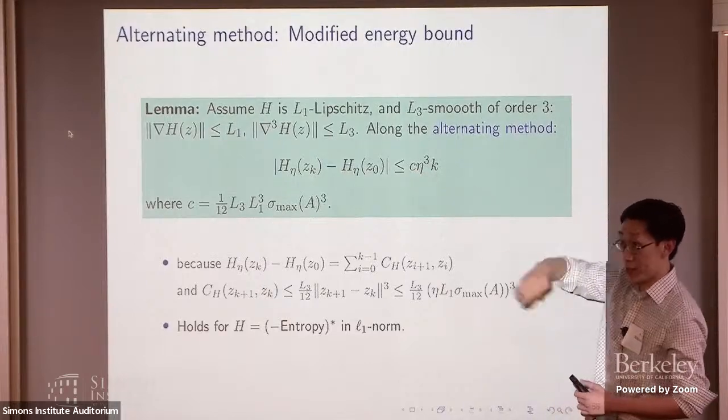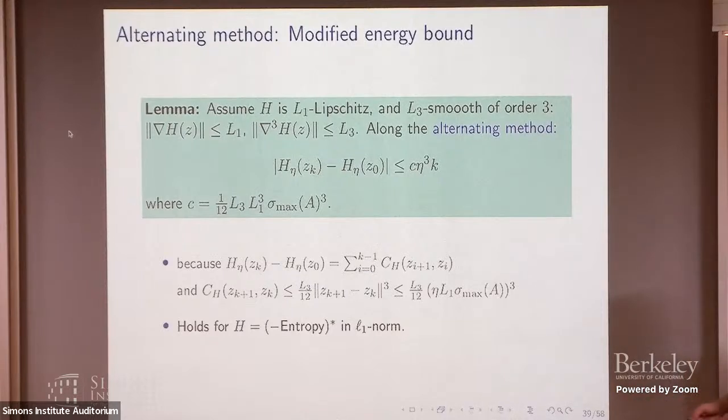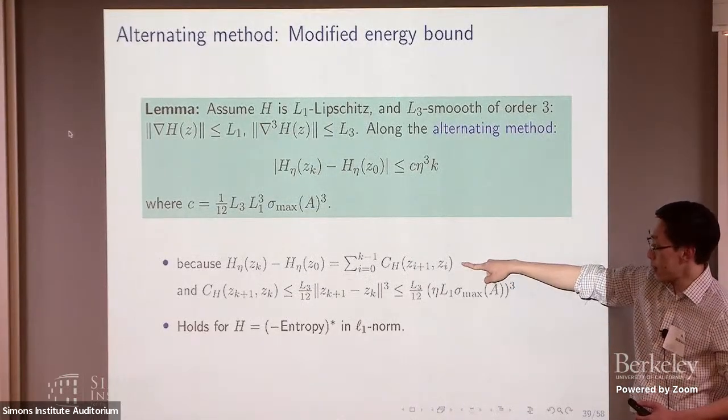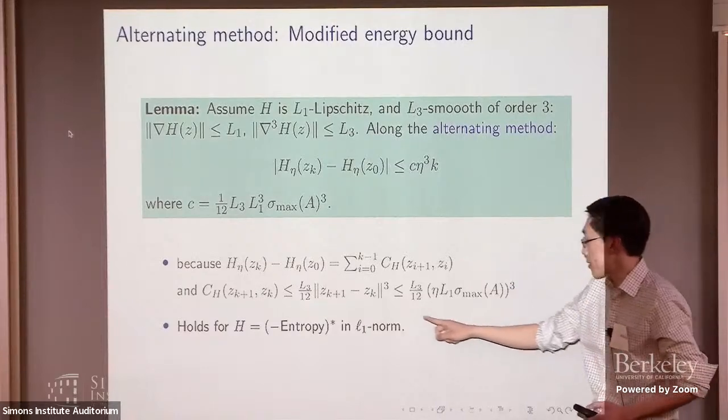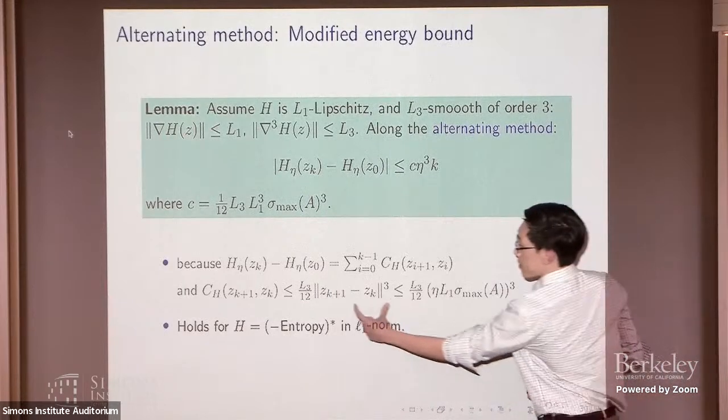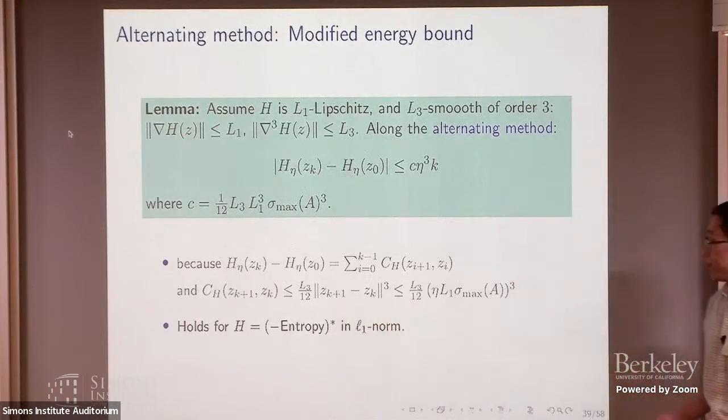And really, this is because we can write down the difference in terms of this sum of commutators, and each one is bounded by this step size cubed. And the Lipschitzness is just to ensure that this update doesn't blow up. So this holds, for example, in the multiplicative weight update case, when h is the dual function of entropy, so this log sum exp, and then you can compute all these things explicitly.